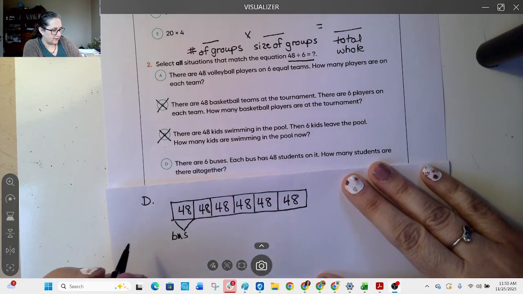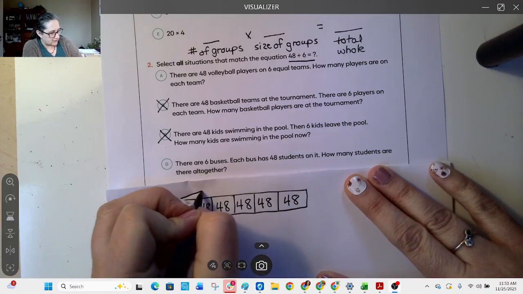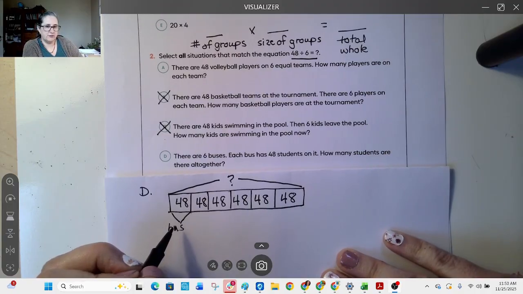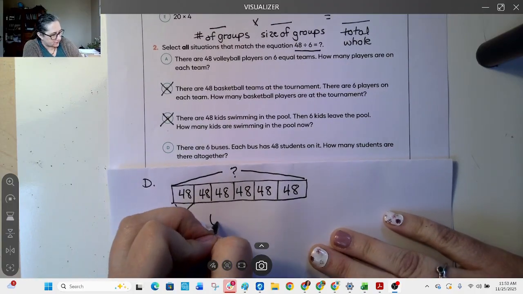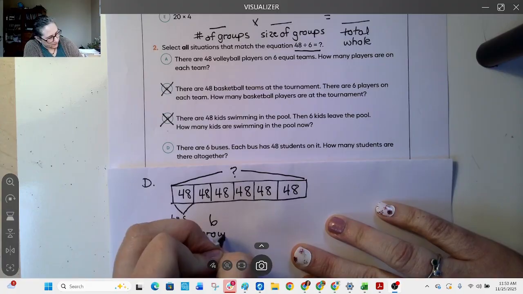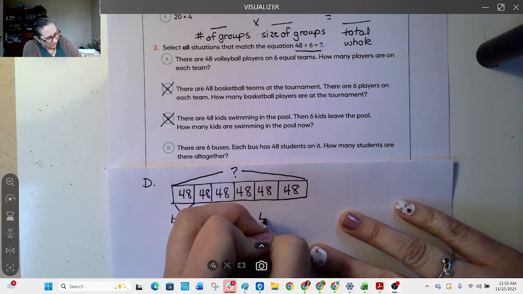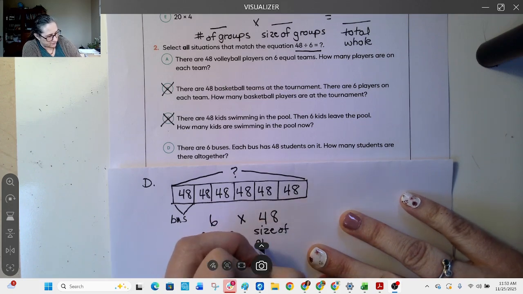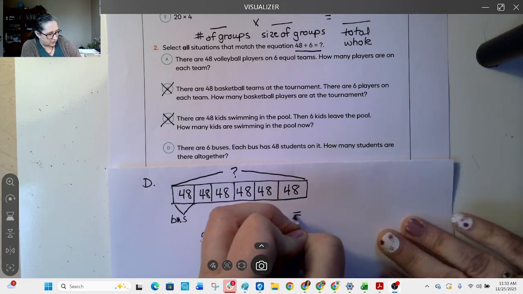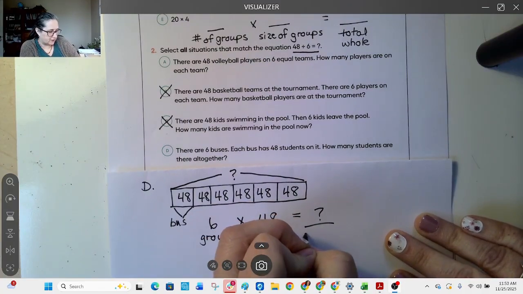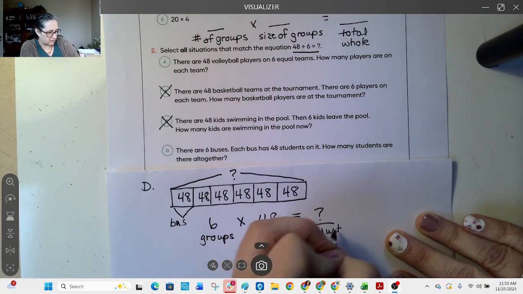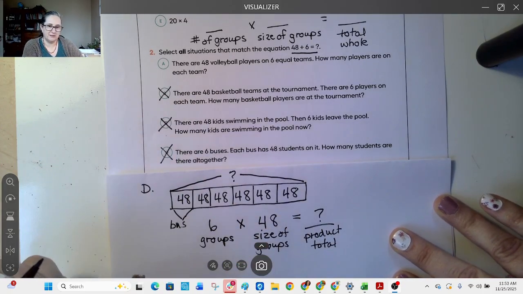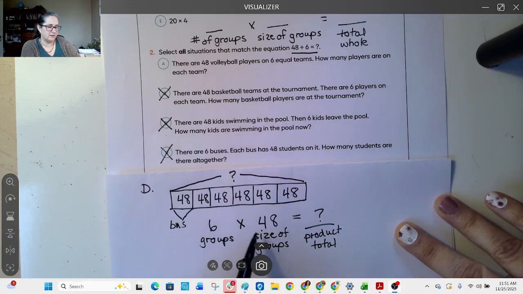How many students are there all together? So our question is asking about the whole thing. So this one, we know we have 6 groups because each bus is a group. And we know that there are 48 students on a bus. So that is the size of our groups. And what we don't know is the product or the total. So this one also does not match 48 divided by 6 because this one is 6 times 48.